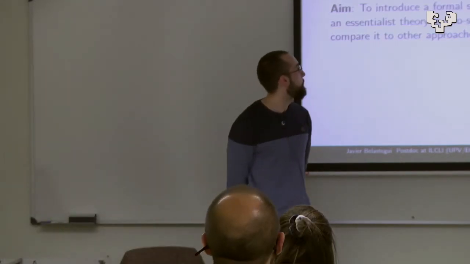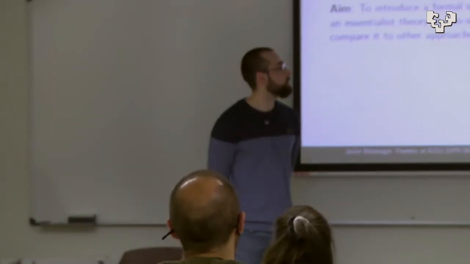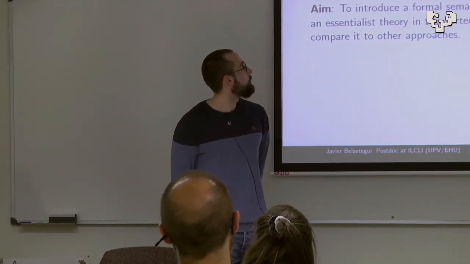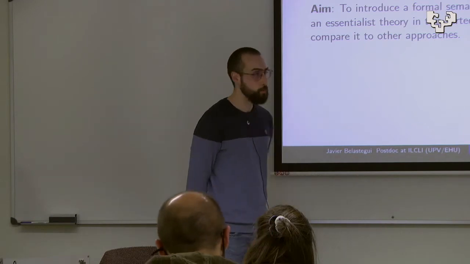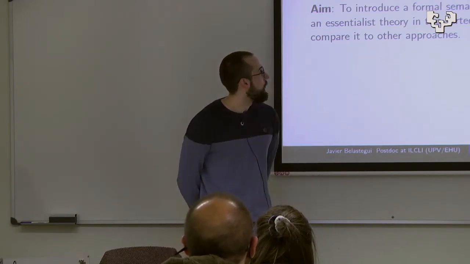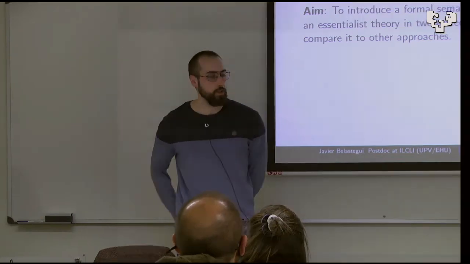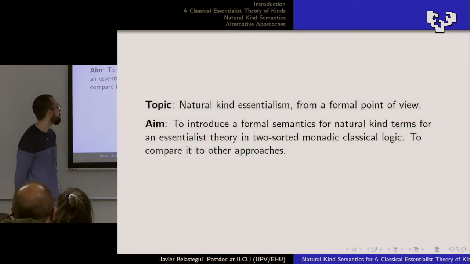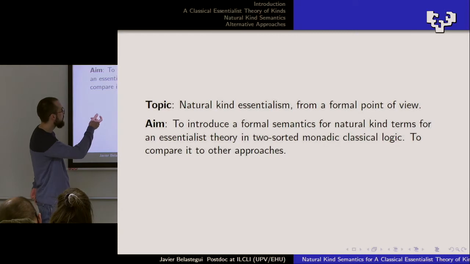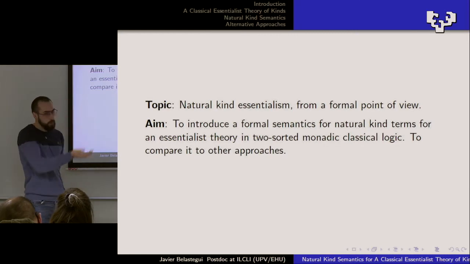So here's the topic I want to talk about. It's basically a pretty old theory, namely natural kind essentialism, but I will do it from a formal point of view. The specific aim of this talk is to introduce a formal semantics for natural kind terms, specifically for an essential theory of kinds formulated in classical logic. More specifically, two-sorted monadic classical logic.